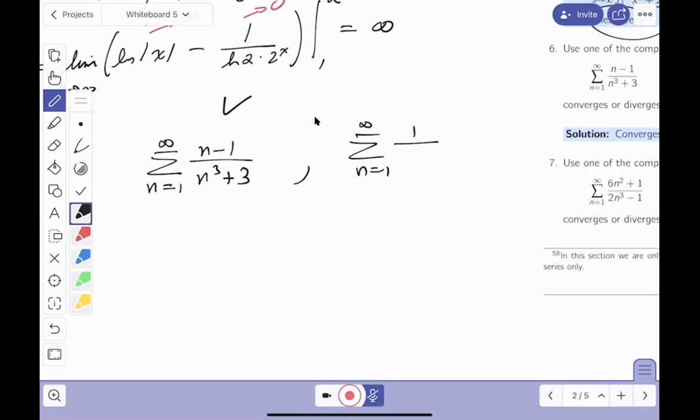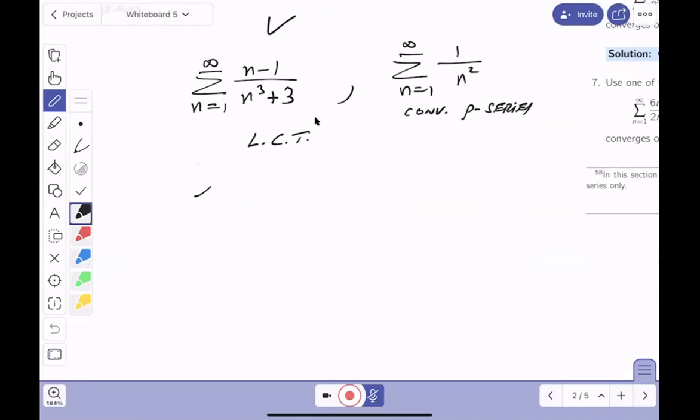And I'm going to say this compares nicely to this. And someone says, why do you say that? Well, look at the top. For large n, the top looks sort of like n, and for large n, the bottom looks like n cubed, and n divided by n cubed sort of looks like this over here. So I'm going to say this is a good comparison. And what is this over here? This is a convergent P series. Well, I'm going to use the limit comparison test because I find it easy.